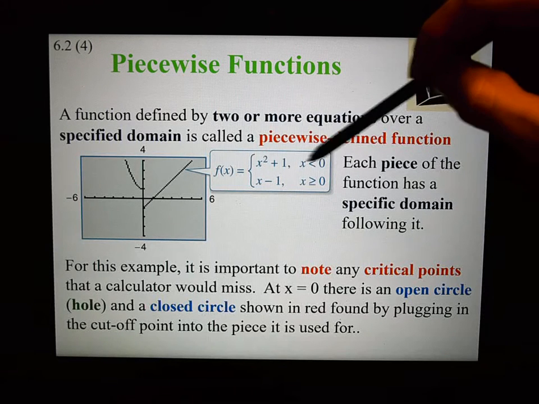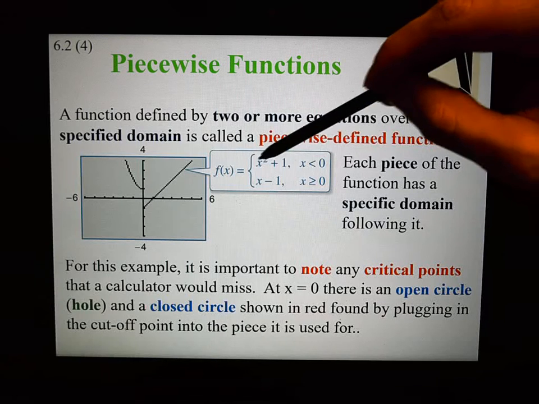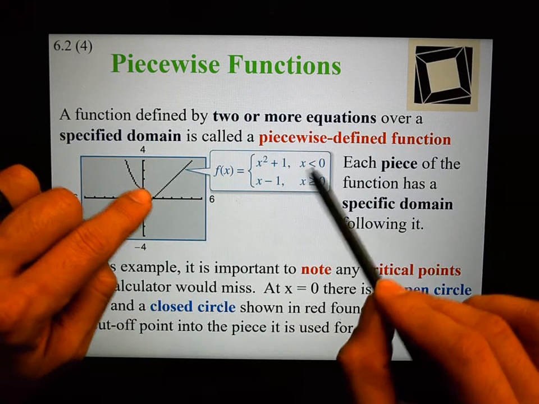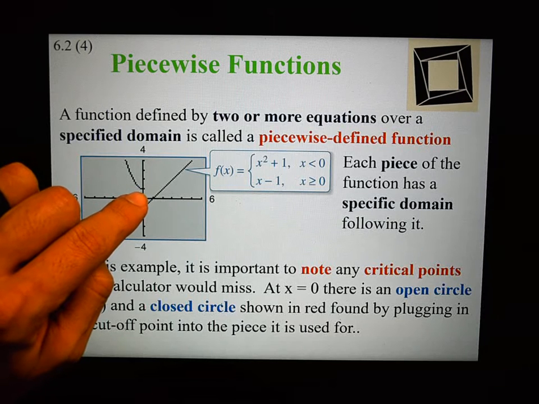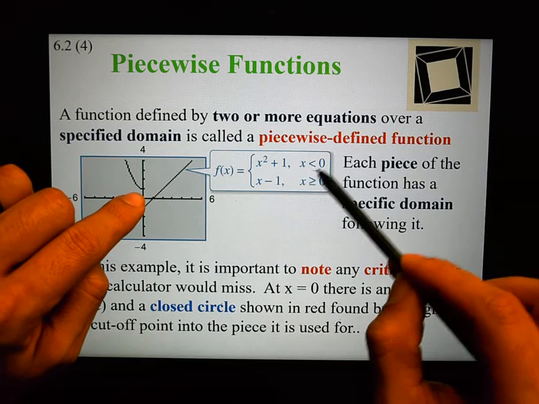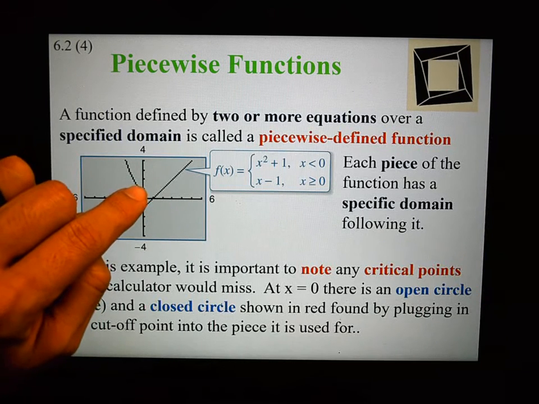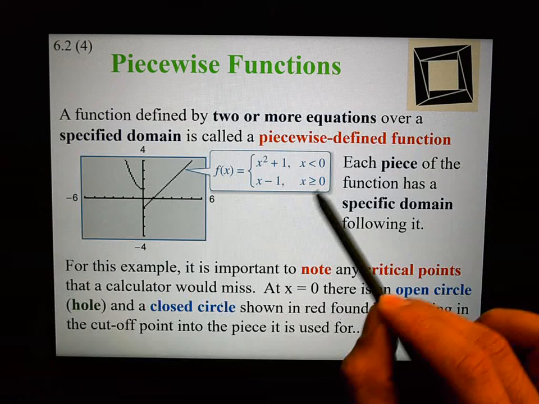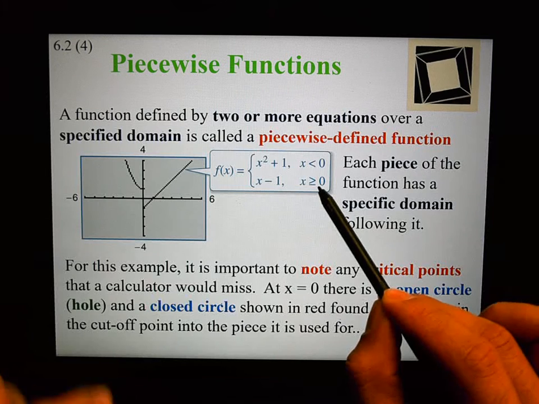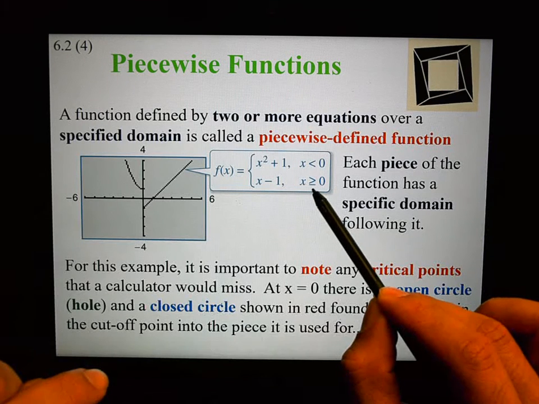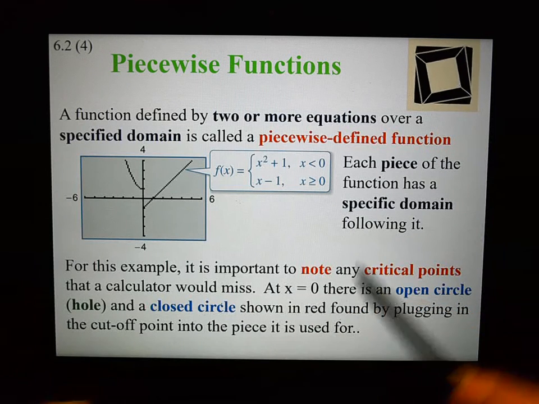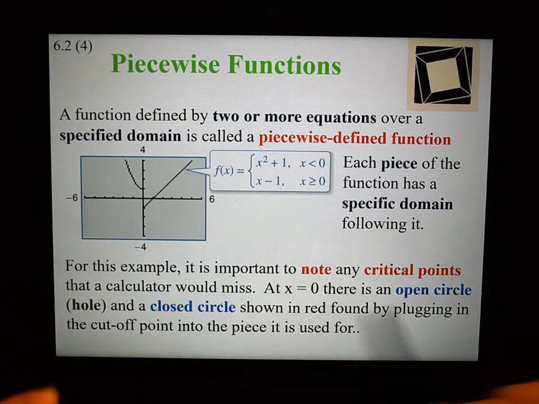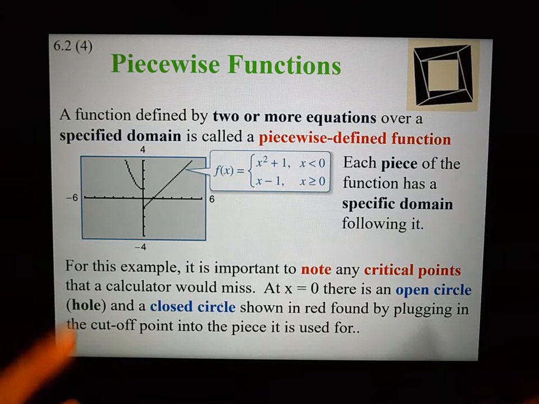Is it equal to this piece over here for the x squared plus 1? When I look at that, is it defined there? Is it equal to the 0? I hope you know what this means for that graph. This is important. And this piece right here, when you look at it, is it equal to that 0 there? Is it defined there? If it is, what you're going to do is notify me with open circles and closed circles. An open circle is a hole.